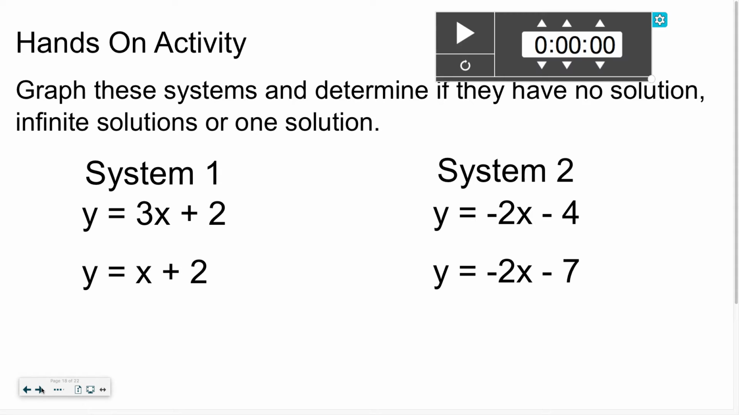Okay, so in your groups, I want you to graph both of these and find if it has no solution, infinite solutions, or one solution. If it has one solution, write down the solution. Okay, you may be able to see it, but still graph it. Because for those of us that are going to have to redo Unit 2 work, some of it's graphing. Right, so graph both of these systems in your groups.